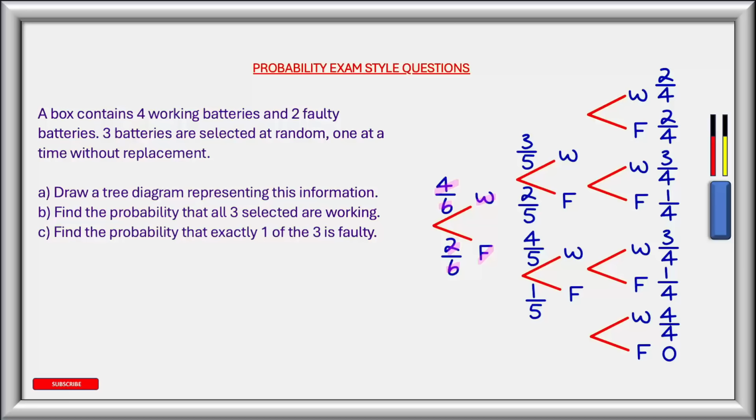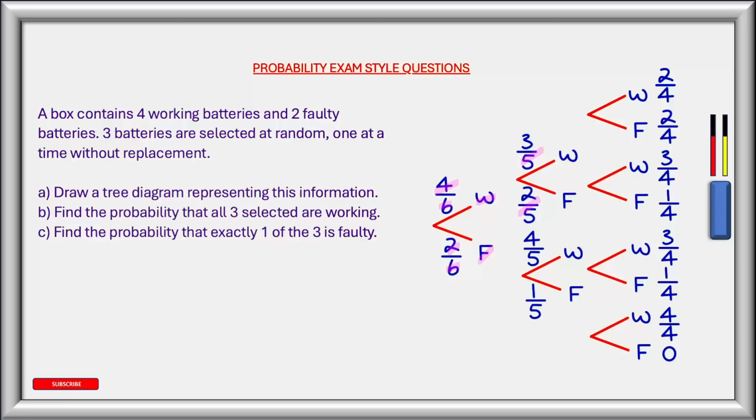Now for our next selection, the question says that we make our selections one at a time without replacement. So when we make our second selection, there are only 5 batteries in the box. And if our first selection was a working battery, there are now only 3 working batteries in the box. So in our second selection, there'll be a 3 in 5 chance of it being working. And as there are still 2 faulty batteries in the box, there'll be a 2 in 5 chance of our second selection being faulty.